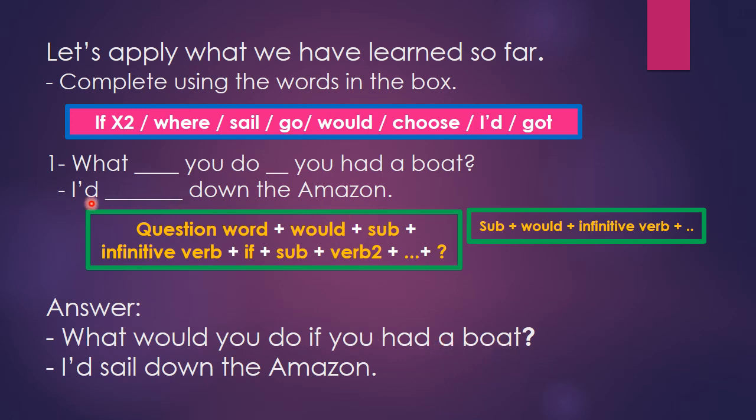Okay, now let's continue the answer. I would, as it is here, subject, then comes would, then comes the infinitive verb. So I need an infinitive verb here. I read the rest of the sentence, which is down the Amazon. Amazon is a river. So what might I do on the Amazon based on this word, boat? That means something related to water, which is sail, sailing. So I would sail down the Amazon. Okay, as it is, I would sail down the Amazon.